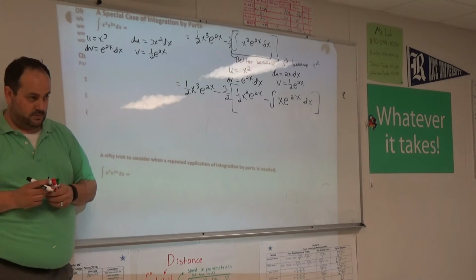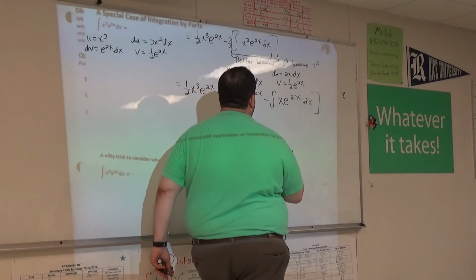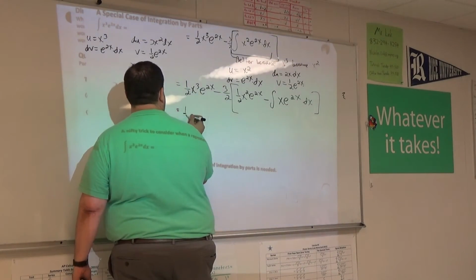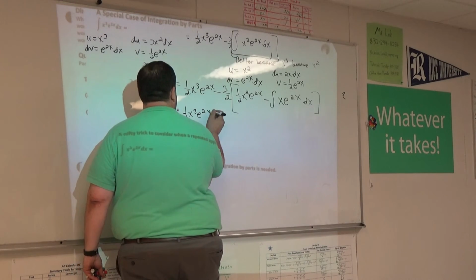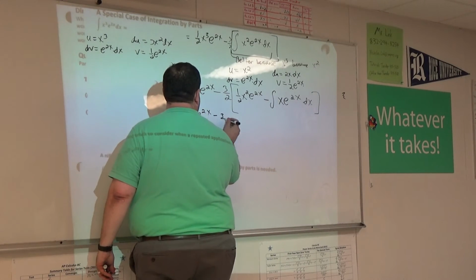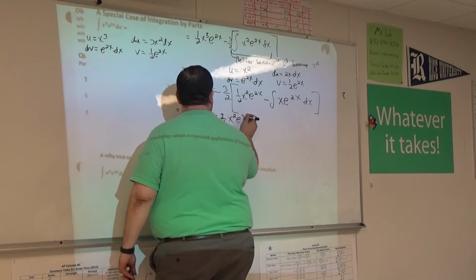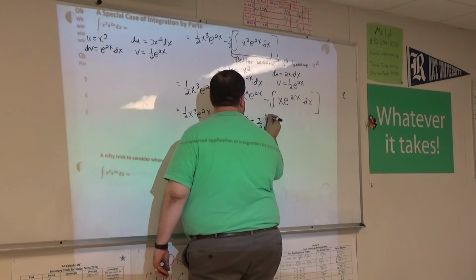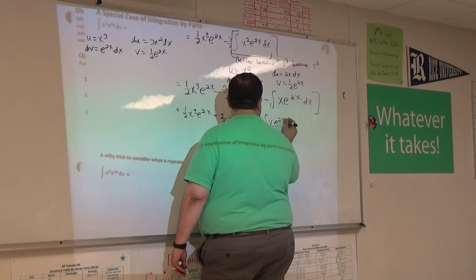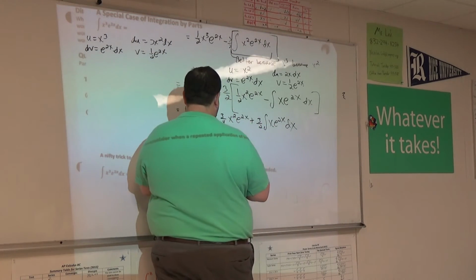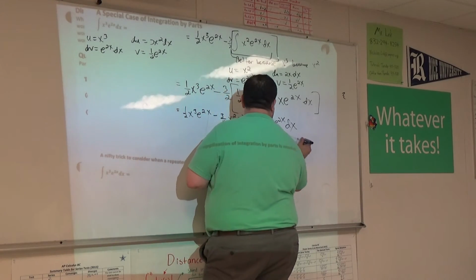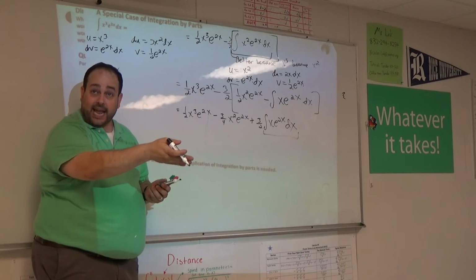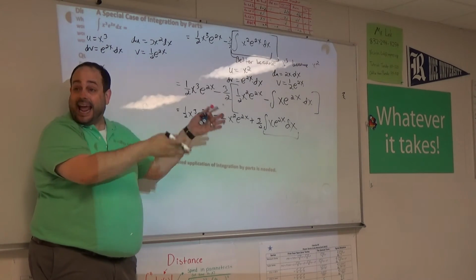So how will be our final answer? Let me clean this up because I don't want to lose all the fun stuff here. 1/2 x cubed e to the 2x minus 3/2 times this is minus 3/4 x squared e to the 2x minus 3/2 times this becomes plus 3/2 integral of x e to the 2x dx. To integrate this part, which has gotten better, I started at x cubed e to the 2x. I'm down to x squared e to the 2x. I'm at x e to the 2x.